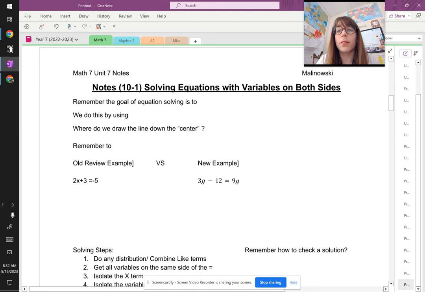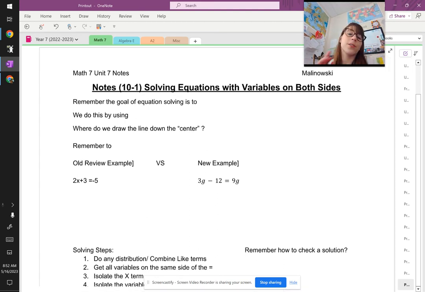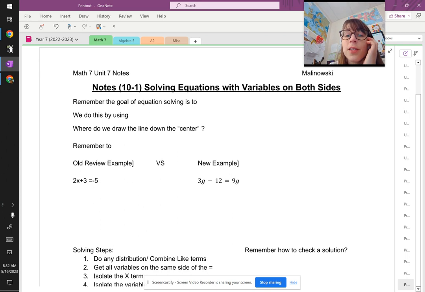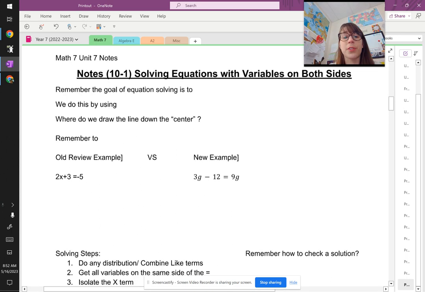Okay, here we are looking at Math 7 notes for 10-1. This is our last unit, Unit 10, which begins with solving equations with variables on both sides.